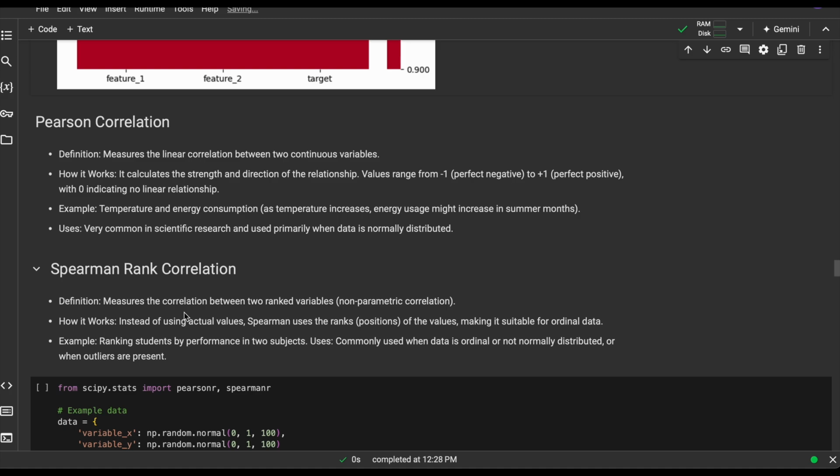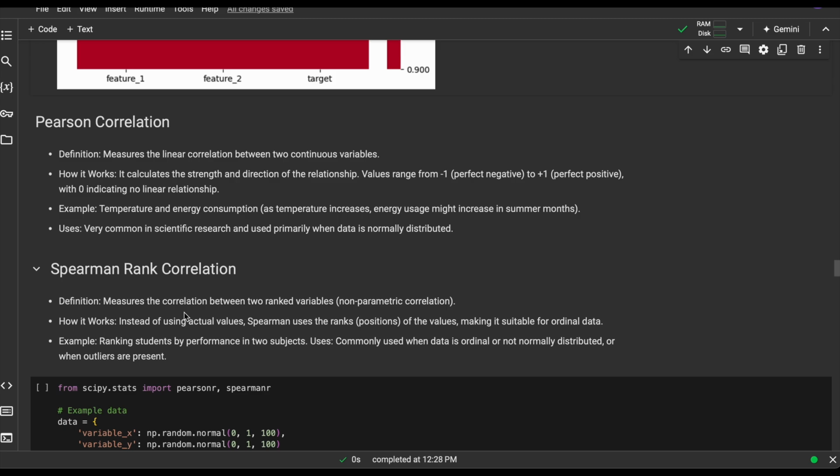Suppose we investigate the relation between the hours students studied and exam score. You can collect how many hours each student studied and their corresponding exam score. By calculating the Pearson correlation coefficient, indicating a strong positive, say I got an R value of 0.85. This strong positive correlation suggests that as study hours increase, exam scores also tend to increase.